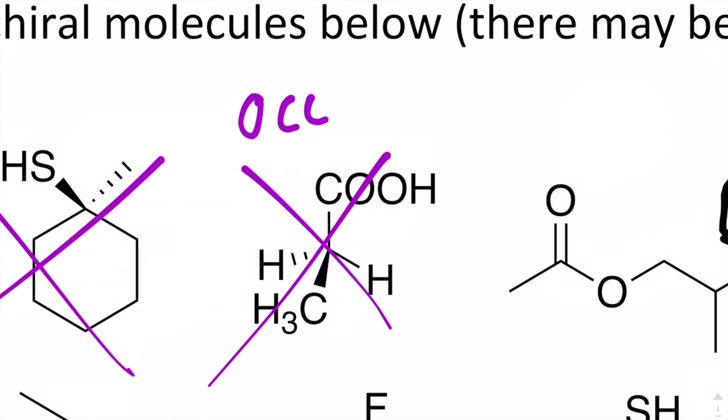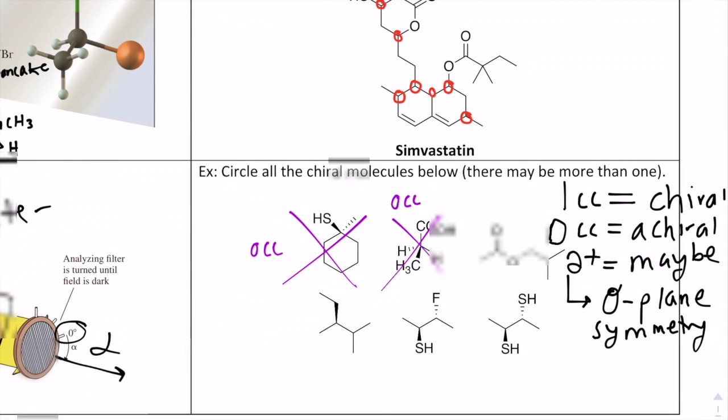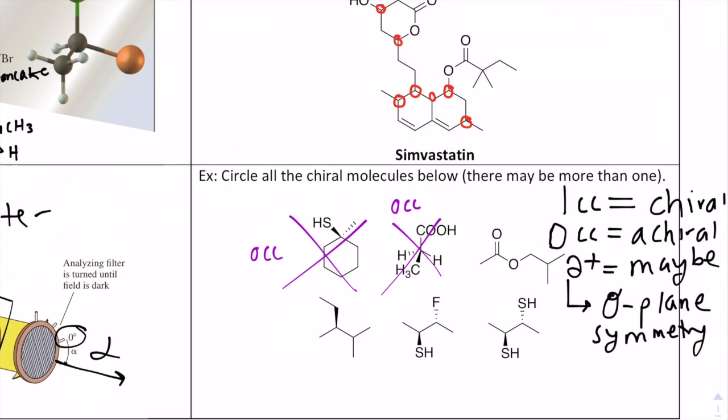Okay? So it looks like it's chiral with the wedges and dashes. Do not be fooled. You have to satisfy all those criteria that we discussed above. Okay? So let's move to the next one.